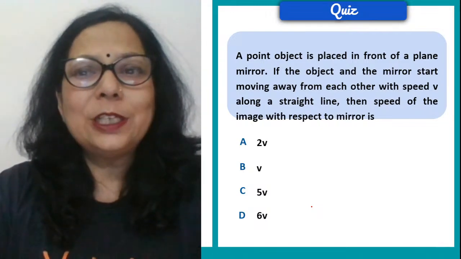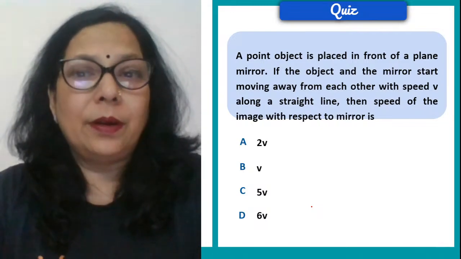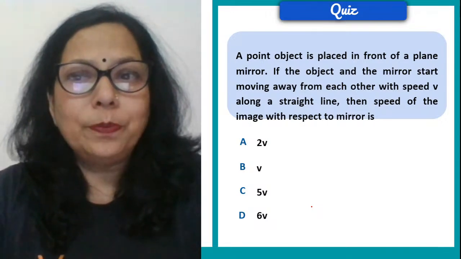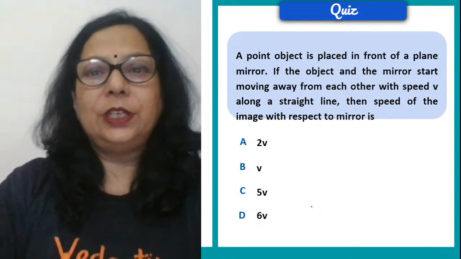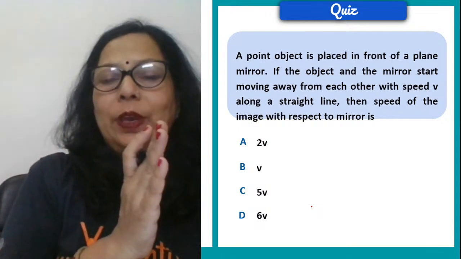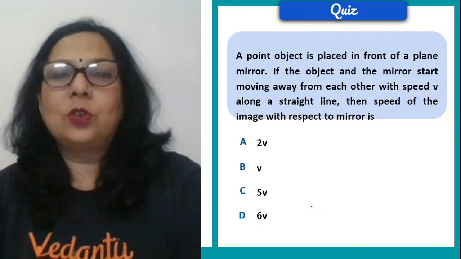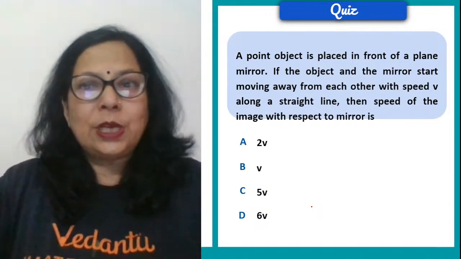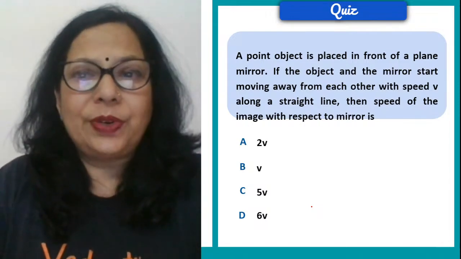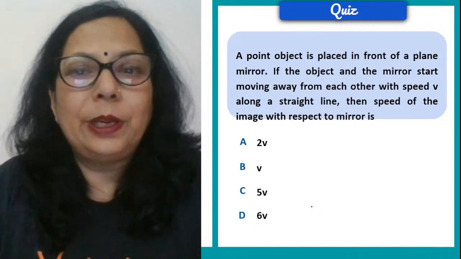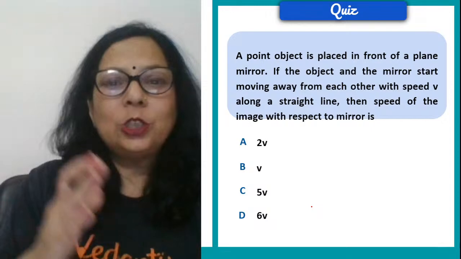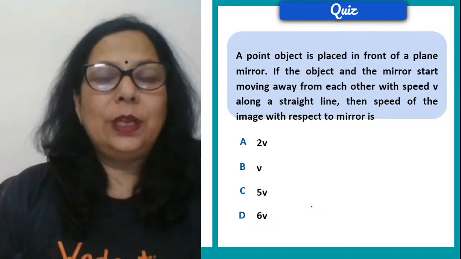A point object is placed in front of a plane mirror. If the object and the mirror start moving away from each other, meaning the object is also moving and the mirror is also moving, going away from each other with speed v along a straight line, then at what speed will the image move with respect to the mirror?